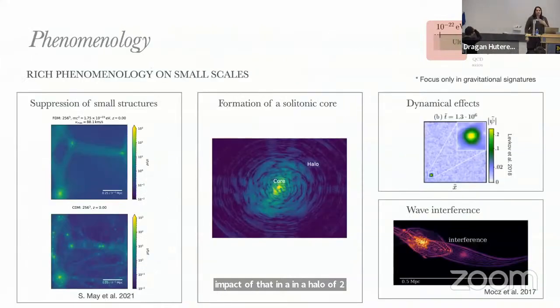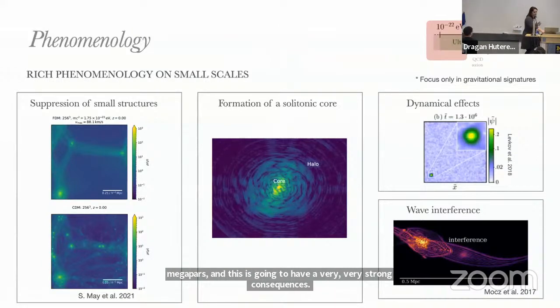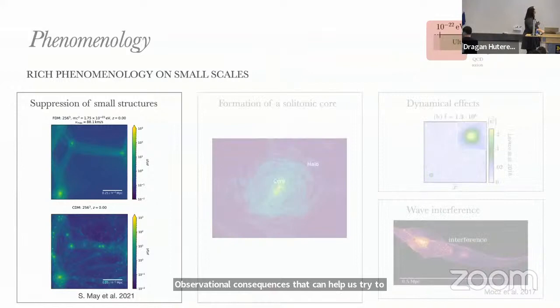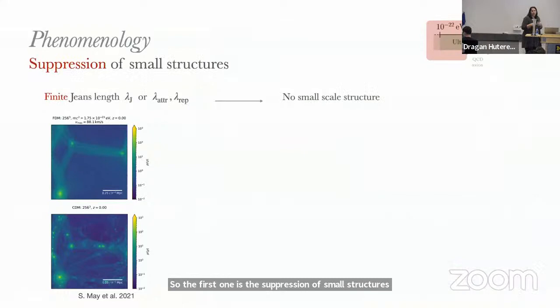And this is going to have very, very strong observational consequences that can help us try to probe the nature of dark matter. So the first one is the suppression of small structures. As we have been talking since yesterday, we cannot suppress structures until k equals 10 megaparsec inverse. That is where we have very good observations. But for smaller scales, you can. And if you have fuzzy dark matter, that's exactly what happens.